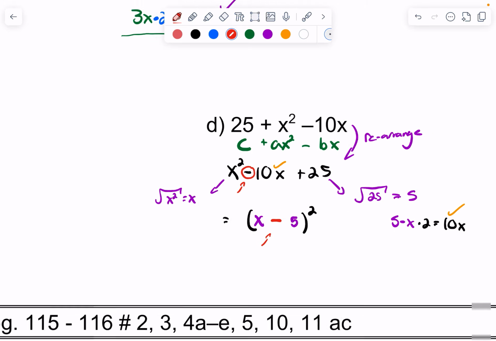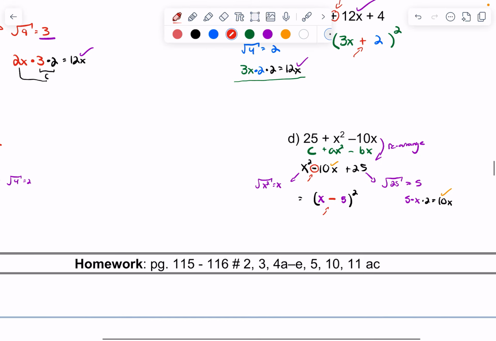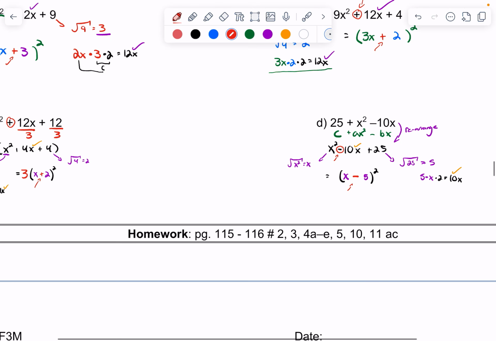So like I said, this does just take practice. So there is a lot of practice problems for you to go through. You don't just have to stop with these. These are just recommended.